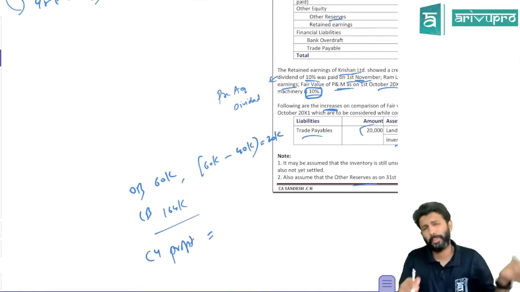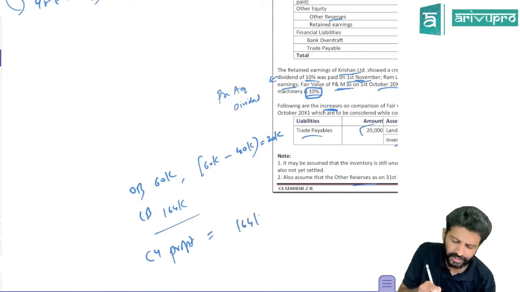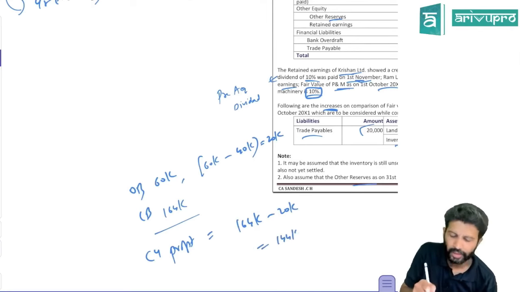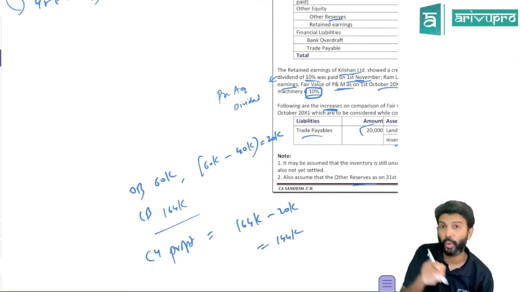Profit has increased. How? Because current year subsidiary made some profit. So basically 1,64,000 minus 20,000, which is 1,44,000. This is current year ka profit, whole year ka profit.